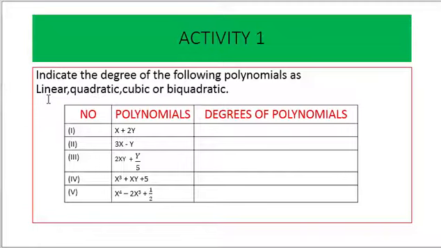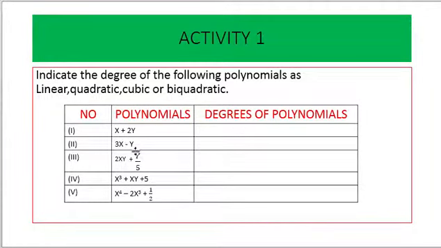Already students, you know, linear polynomial means degree is 1. Quadratic polynomial has degree 2. Cubic polynomial has degree 3. And biquadratic has degree 4. So students, here are 5 options, and these are the 5 polynomials, and you will first understand which polynomial this is, either linear, quadratic, cubic, or biquadratic.